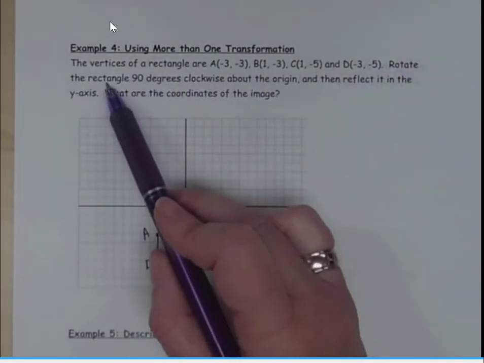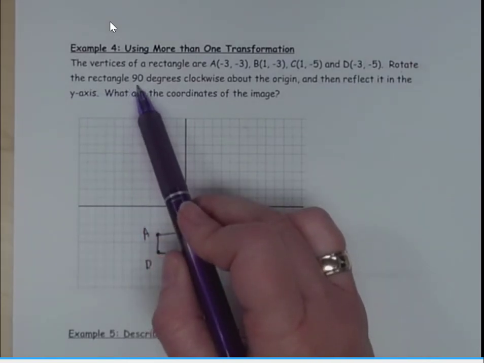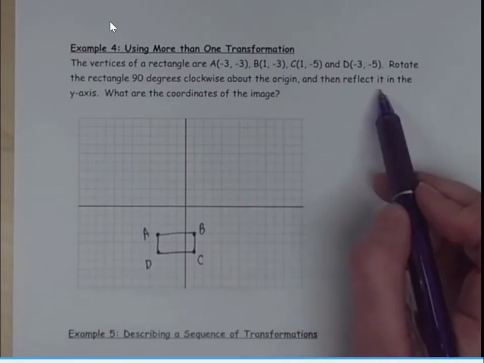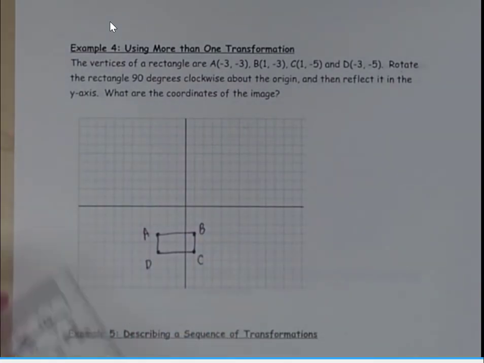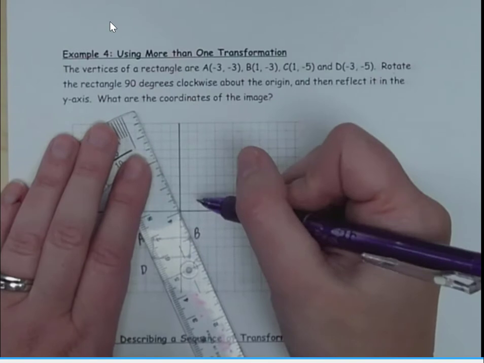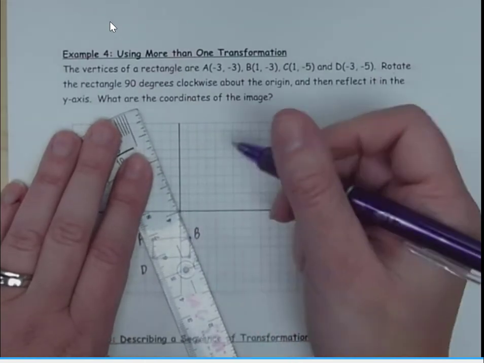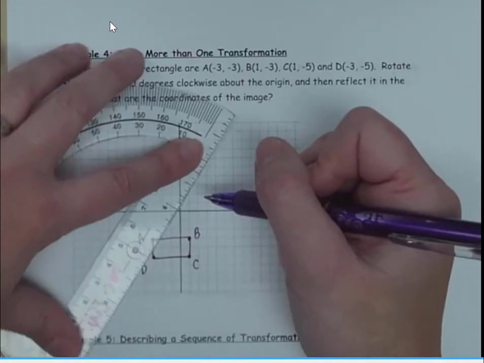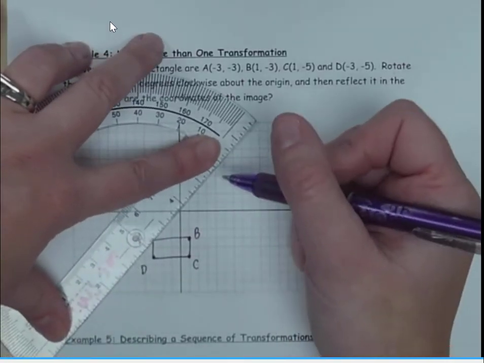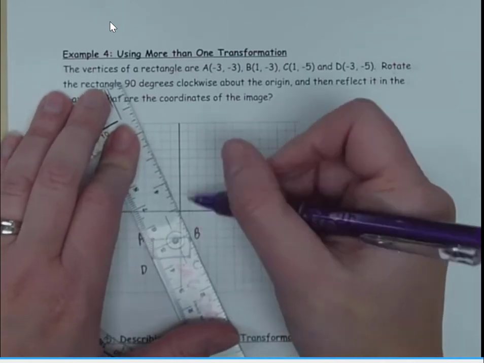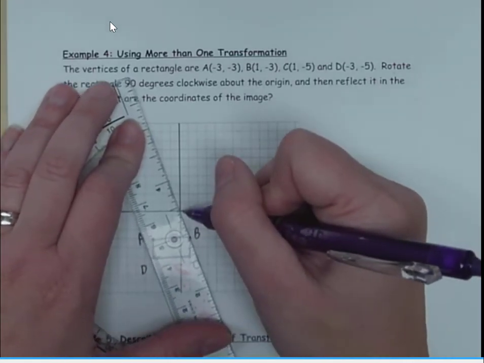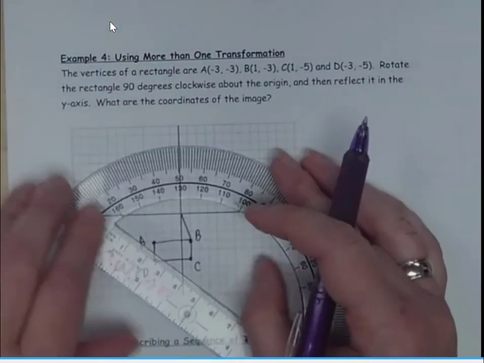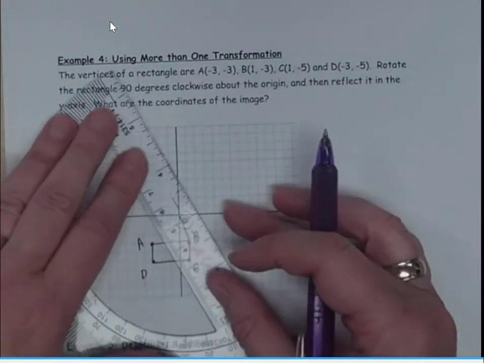Now I'm going to rotate this rectangle 90 degrees clockwise about the origin. Then reflect it in the y-axis. So I'm looking at this point B, and I'm going to figure out where I put B. Now I could do this with really any angle. It doesn't matter. If I'm going to go for my B here, that means my new point is going to be B. So now I need to rotate that 90 degrees.